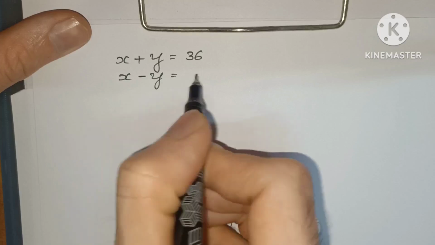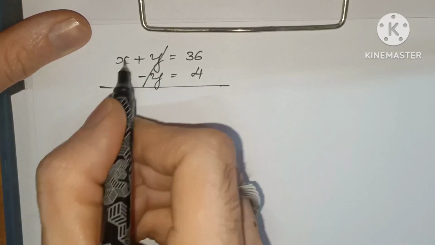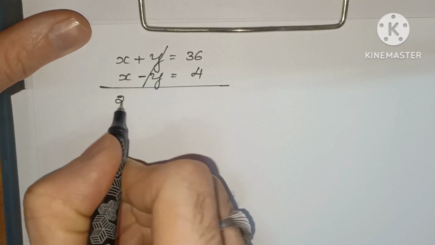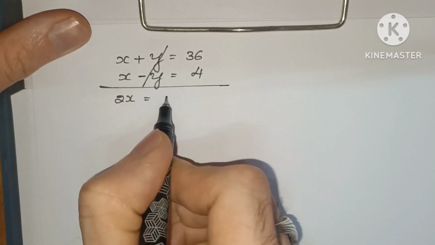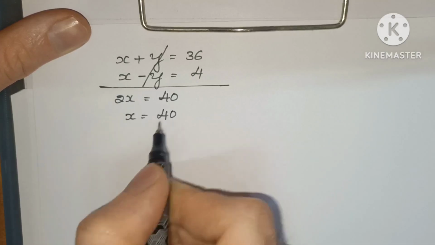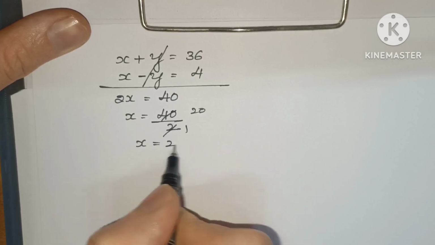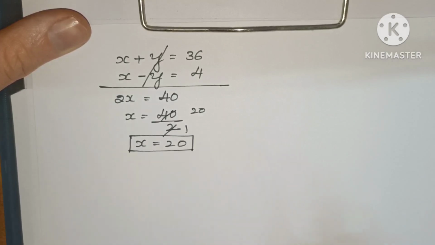x minus y is equal to 4. Now plus x, minus y get cancelled. Now x plus x, we will add this one. 2x is equal to 36 plus 4, which is 40. Now what else will come? 2x is equal to 40. This 2 comes to the denominator. 2 ones are 2, 2 twenties are 40. So finally, the x value we got is x is equal to 20, isn't it?